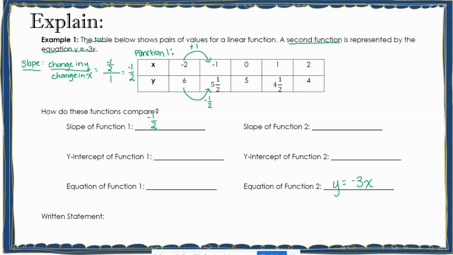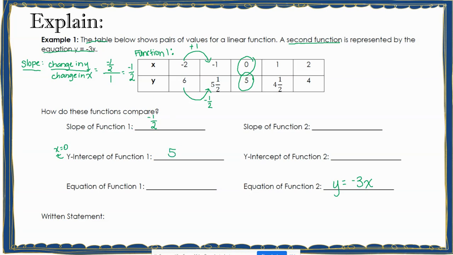We also need to find the y-intercept of function 1. Well, the easiest way to do this is to look in our table. Remember that your y-intercept is going to be where x equals 0. If you look in your table, you can see if you have a place where x equals 0. Well, I see right here, x equals 0. When x is 0, y is 5. That means that my y-intercept is 5.